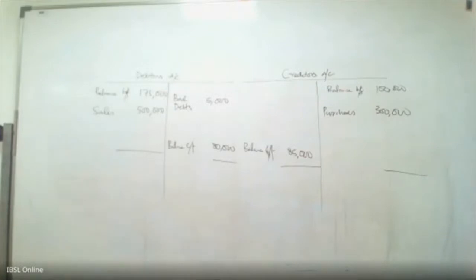But look at the next item. Purchases return on credit terms. You have done some purchases on credit terms, but now that is being returned. So when you return it, what is the double entry?